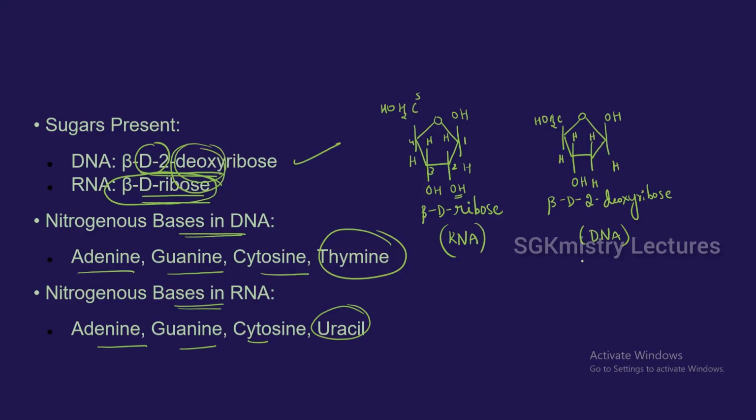We also understood about the nitrogenous bases in DNA as well as RNA. The only difference is with respect to thymine and uracil. Thymine is present in DNA and uracil is present in RNA. Now let us try to write the structure of the various nitrogenous bases. You need to have a clear idea about the structure of these bases.